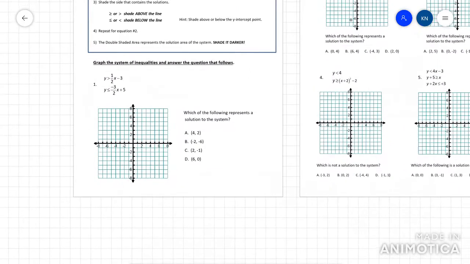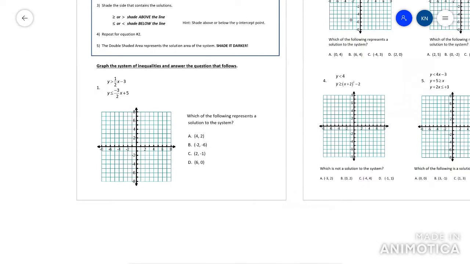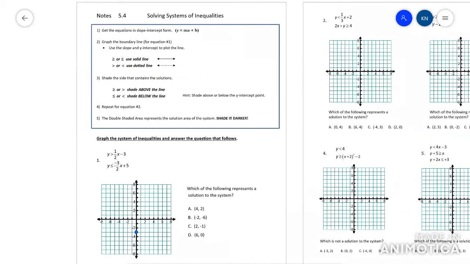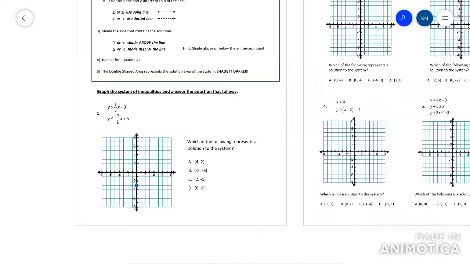You're going to want to have all these equations in y equals mx plus b form. So this one already is, which makes it a little easier. You start at your y-intercept. My y-intercept here is -3. Put a dot there. Now my slope is 1/2. That means rise 1, run 2. So rise 1, run 2, rise 1, run 2. So this is what this line would look like.